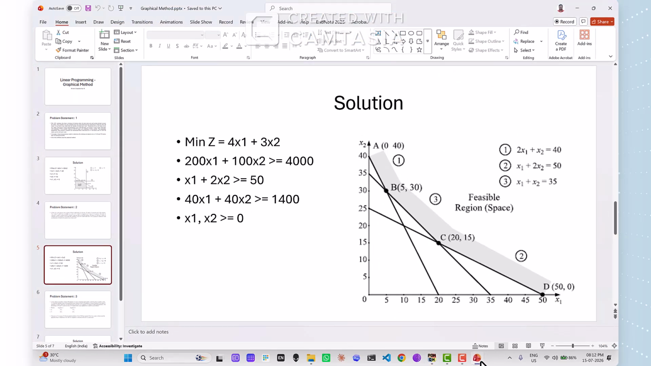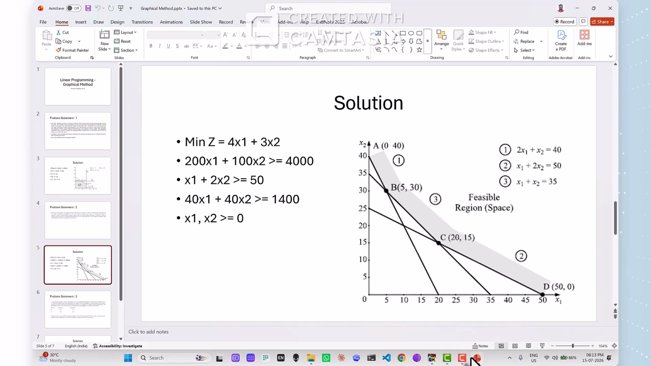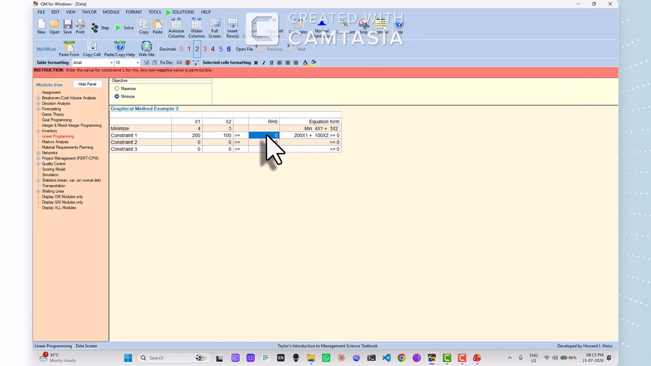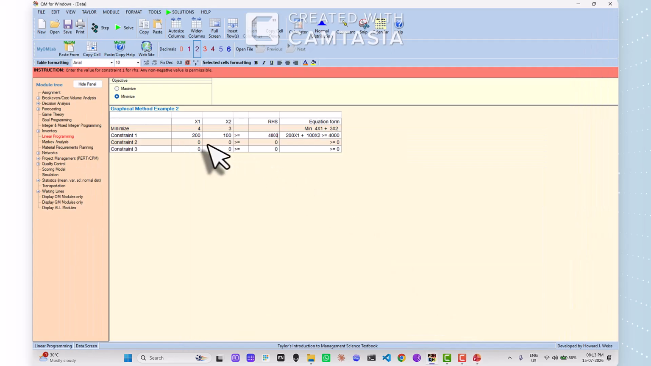It is 200x1 plus 100x2 greater than or equal to 4000. Second constraint is 1x1 plus 2x2 greater than or equal to 50.